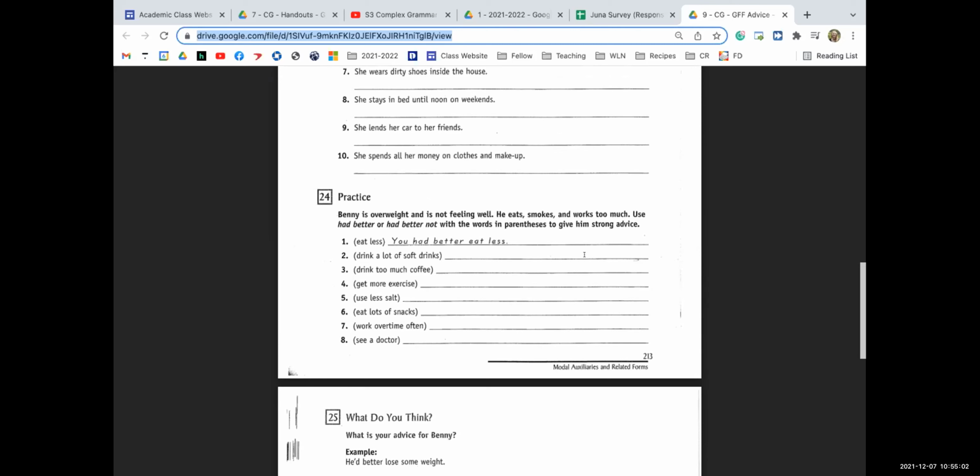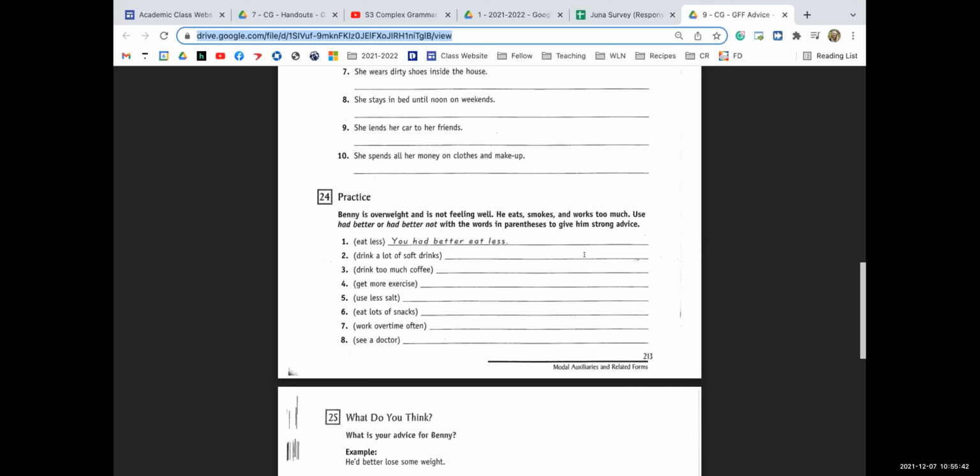24. Benny. Eat less. Benny is overweight and he is not feeling well. He eats, smokes, and walks too much. Use had better or had better not with the word in parentheses to give him strong advice. You had better eat less and drink a lot of soft drinks. You had better not drink a lot of soft drinks.